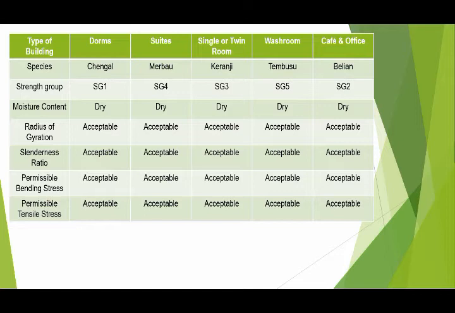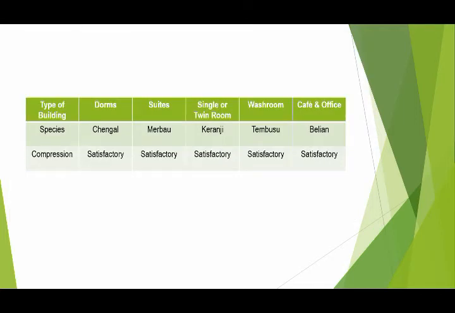For the radius of gyration, slenderness ratio, permissible bending stress, and permissible tensile stress for these 5 or 6 types of buildings, the results are overall acceptable from our calculation. From this table, for the compression, all of these types of buildings are overall satisfactory.